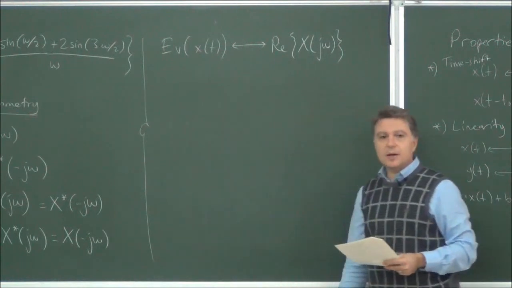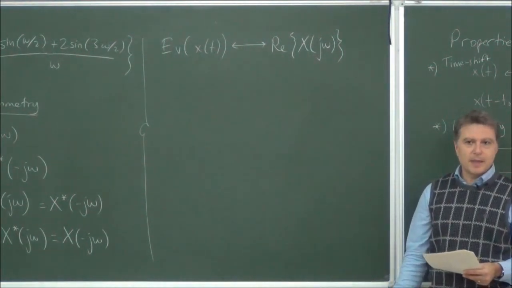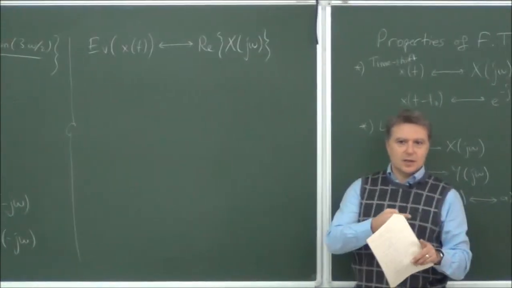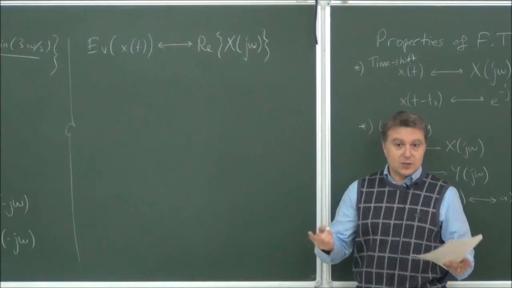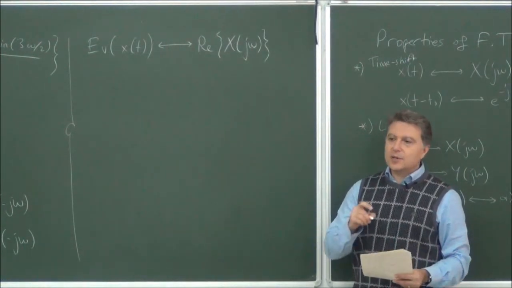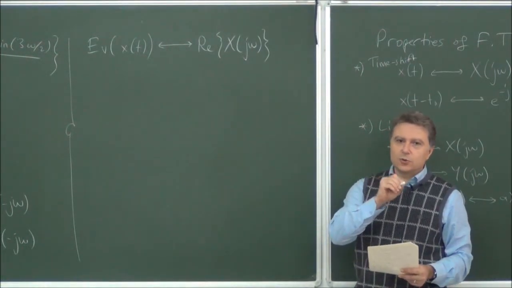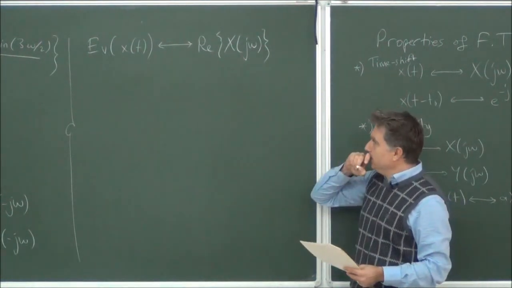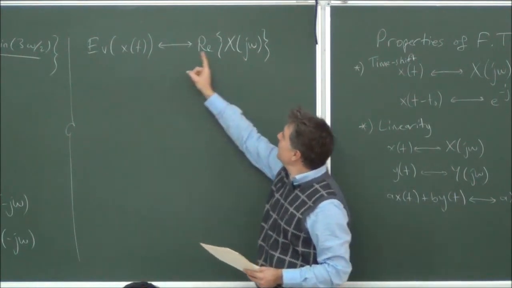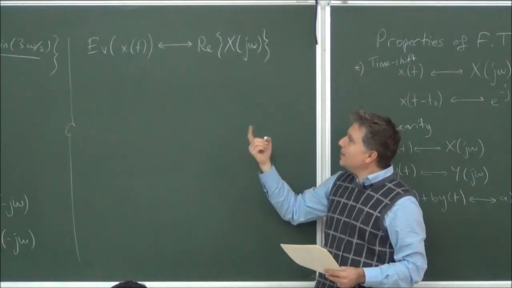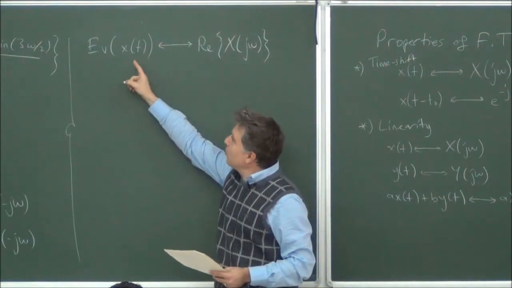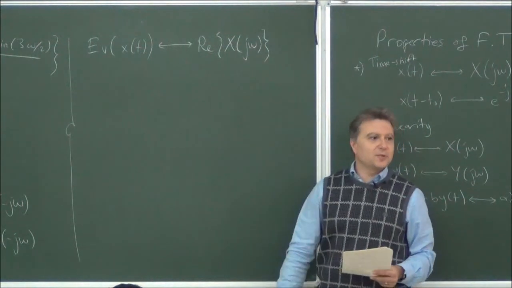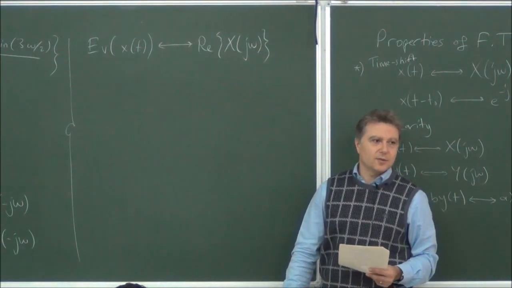I have mentioned this in the Fourier series properties. We said that the Fourier series coefficients of cosine were 1 over 2 and 1 over 2, which is real. Whereas, for example, the Fourier series coefficients of a sine were 1 over 2j and minus 1 over 2j, which is imaginary. So, if your signal is symmetric, you come up with a real Fourier transform. And the even part of any x of t will result in the real part of the x of j omega expression, the Fourier transform.